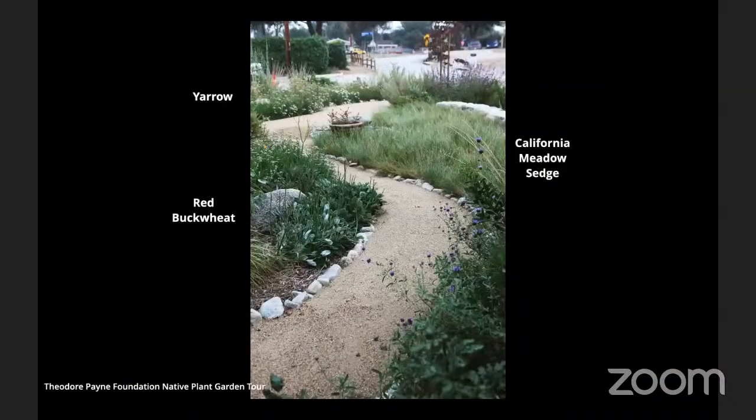Or if you like to go with an almost completely naturalistic kind of approach, this decomposed granite path with river rock edging and a mixture of native perennial and meadow plants. Absolutely lovely. So whatever your approach is, there's going to be a variety of different ways to do it.